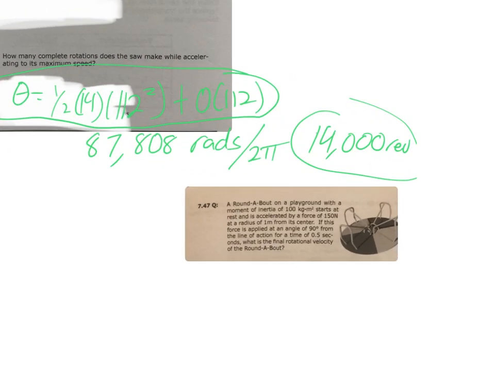All right, last one, I guess. Yeah, last one. A roundabout on a playground with a moment of inertia. It tells us the moment of inertia is 100 kilograms times meters squared. It starts at rest and is accelerated by a force of 150 newtons, acting at a radius of 1 meter from its center. If this force is applied at an angle of 90 degrees, this indicates it is the maximum amount of torque from the line of action, for a time of 0.5 seconds.